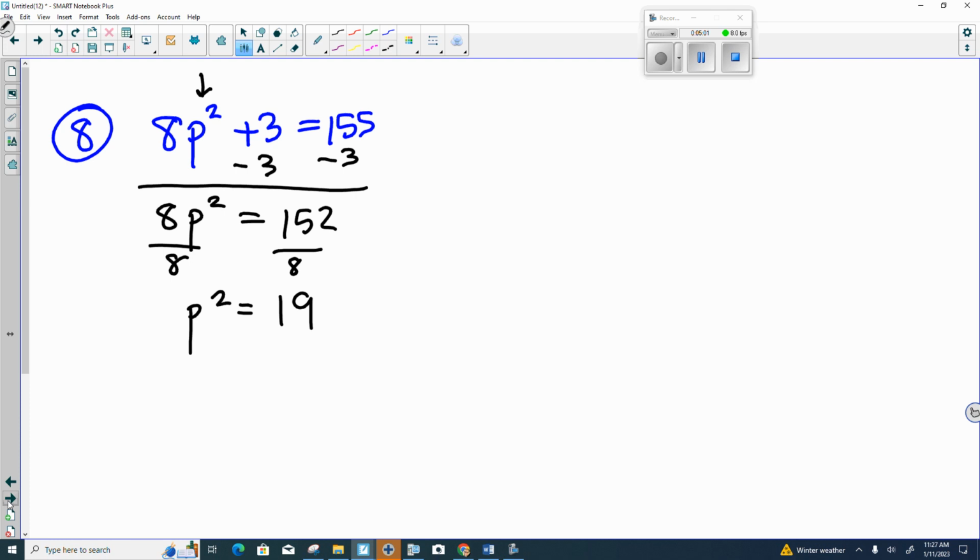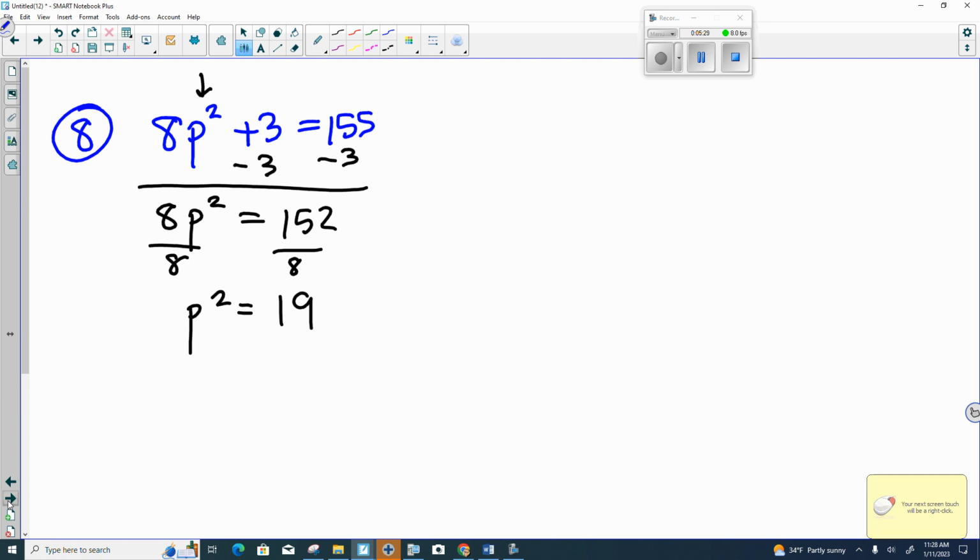So Carlos, now that we've isolated the p squared, how do we solve this using a square root? What do we do? How do I get rid of the squared? What's the opposite of squaring? Allie, what's the opposite of squaring?